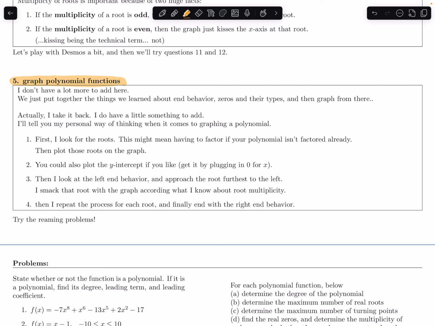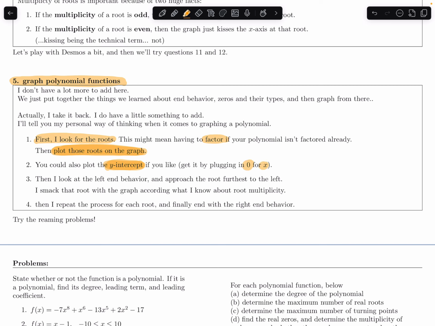So here it is. First of all, when I graph a polynomial, I look for what the real roots are. And this might mean having to factor if it's not already factored. Fortunately, the questions that we're given are actually factored for us already, although we did do some factoring in earlier questions. And then plot those roots on the graph. That's the first step. You're going to plot those roots, which are the x-intercepts, right? And then if you want to, you can also plot the y-intercept. This is kind of optional to me, but you can do that. And it's pretty easy to get there. You just plug in 0 for x, right?